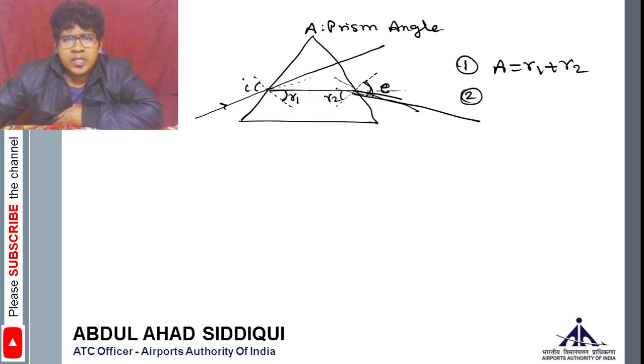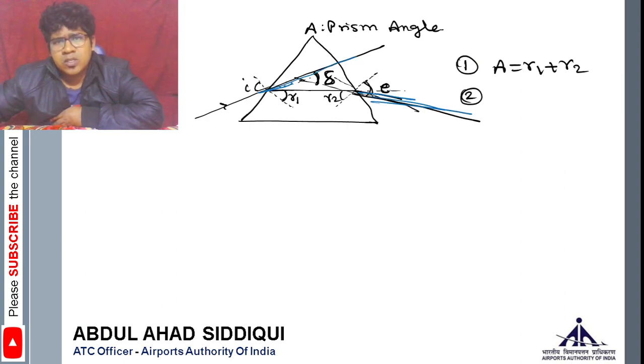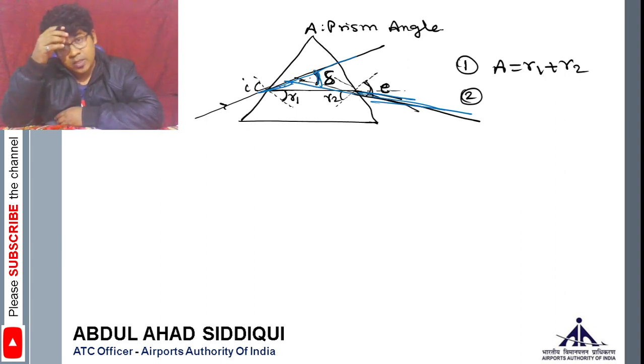So if we extend it further, we can say this is the angle of deviation, right? Light was going in this direction, and it has gone in this direction. So this is the angle of deviation, delta. Correct. So delta, how to calculate?